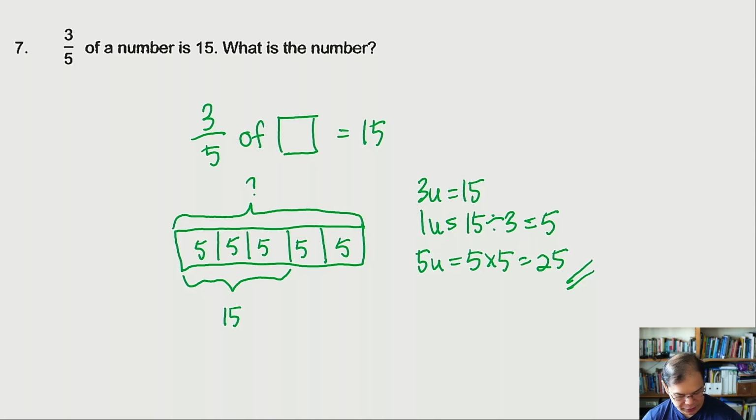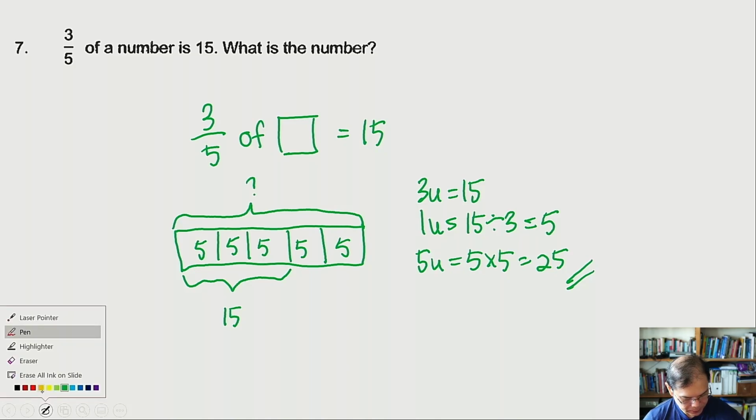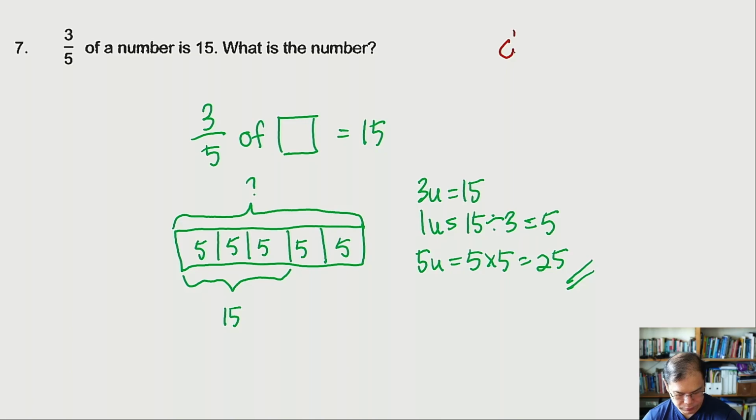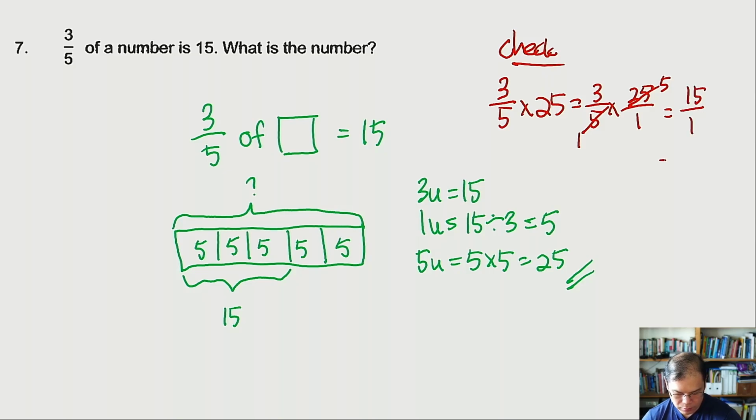So let's do a check. Three fifths times 25. Okay, so I get back 15. So the number here must be 25. That's the answer. So the number is 25.